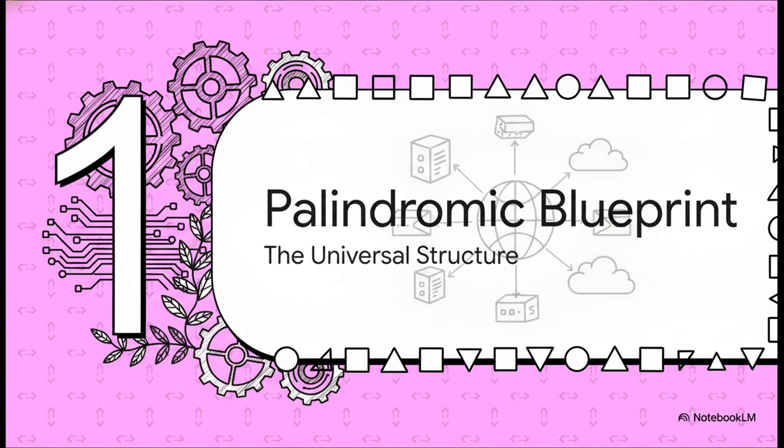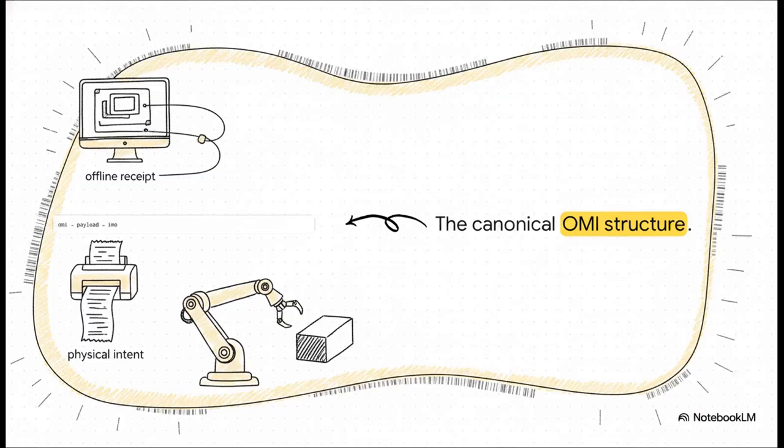Section 1. The Universal Palindromic Blueprint. Check this out. Every single object in this ecosystem is strictly bound inside this one perfect long-word instruction. It's totem, then the payload, then IMO. And it really doesn't matter if you're an engineer working with a DOM node, generating an offline receipt, or even programming a robot's physical intent. Every piece of state is enclosed in this exact verifiable boundary. It acts as the ultimate escape sequence that hardware scanners can pick up and detect instantly.